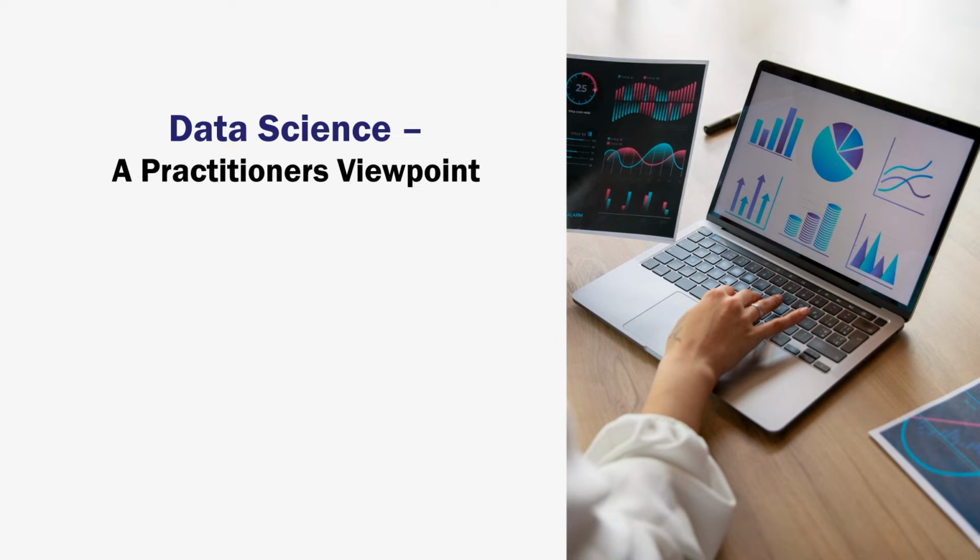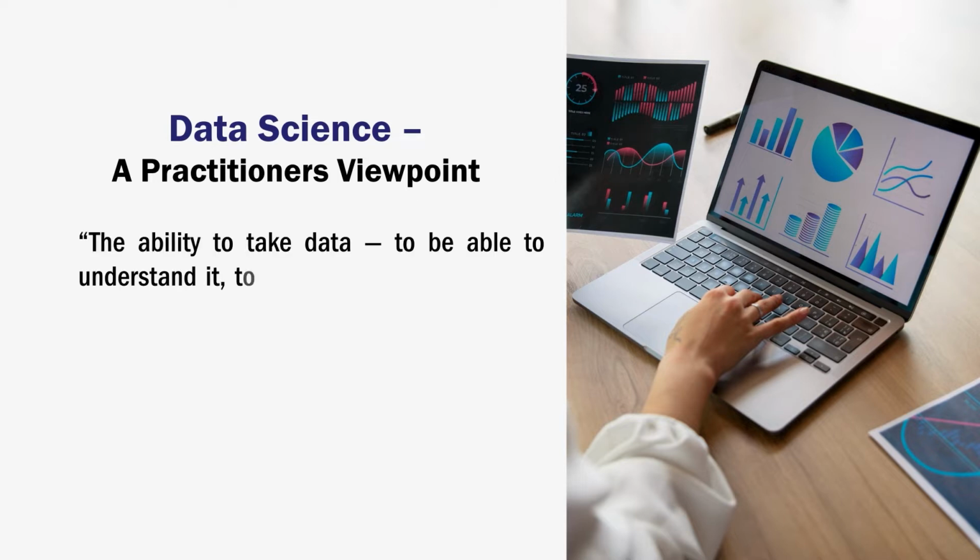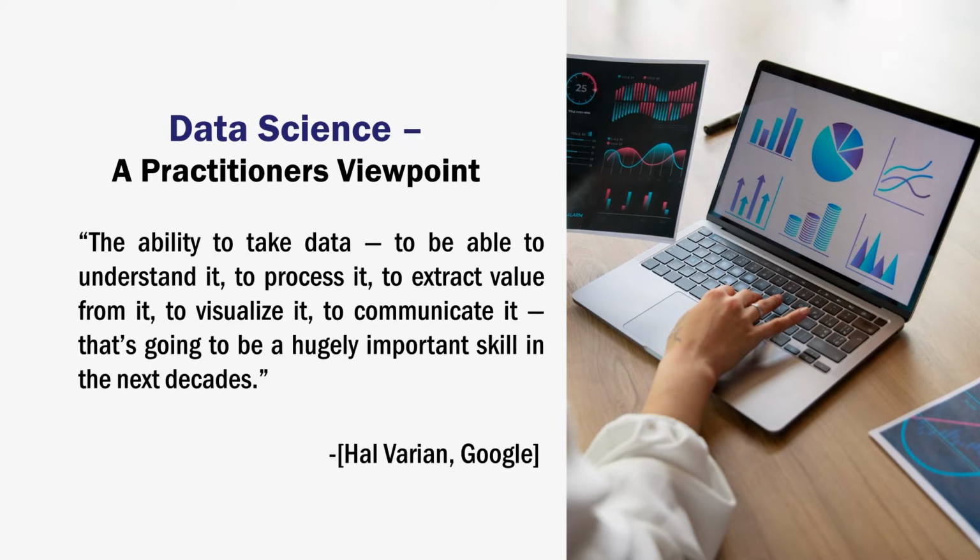Let's look at the different definitions from the practitioner's point of view. According to Hilary Mason from Google, data science can be defined as the ability to take data, to be able to understand it, to process it, to extract value from it, to visualize it, to communicate it, and that's going to be a hugely important skill in the next decades. So when we talk about data science, we have to understand how we are going to collect the data, extract the values, visualize it, and communicate it so that decisions can be taken.